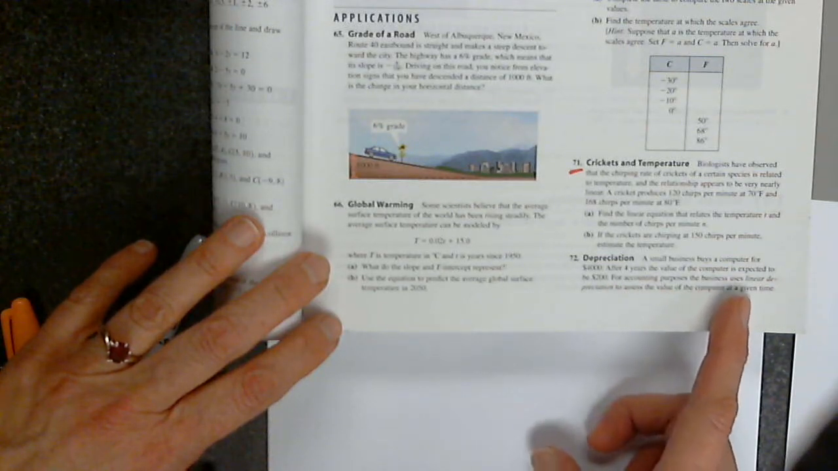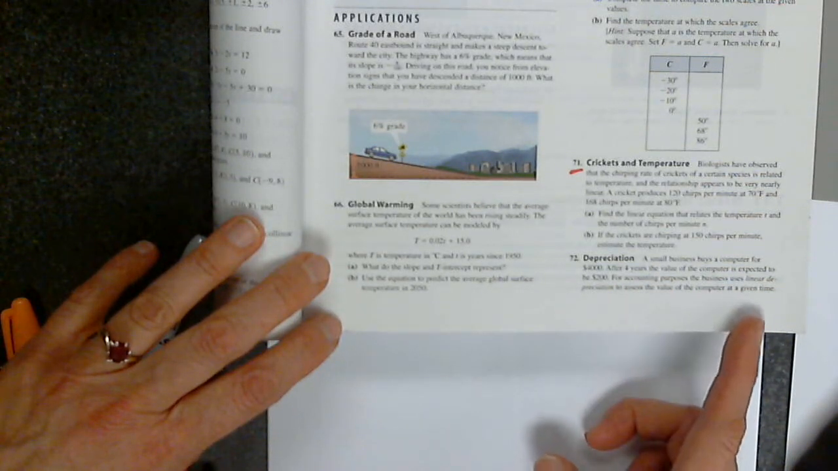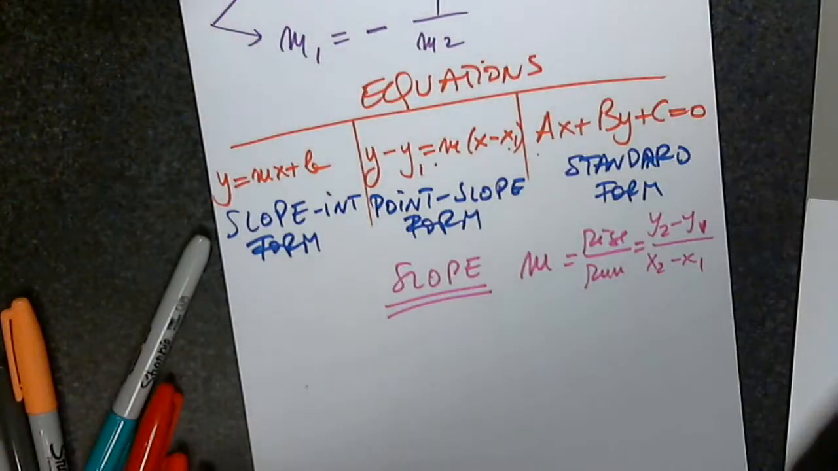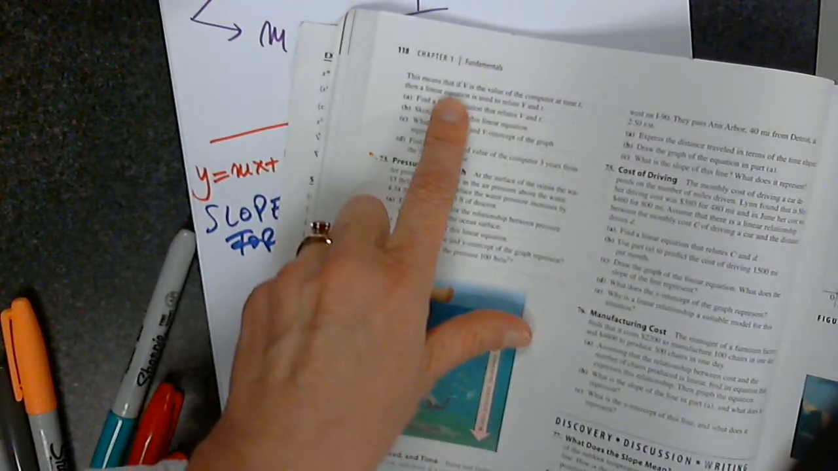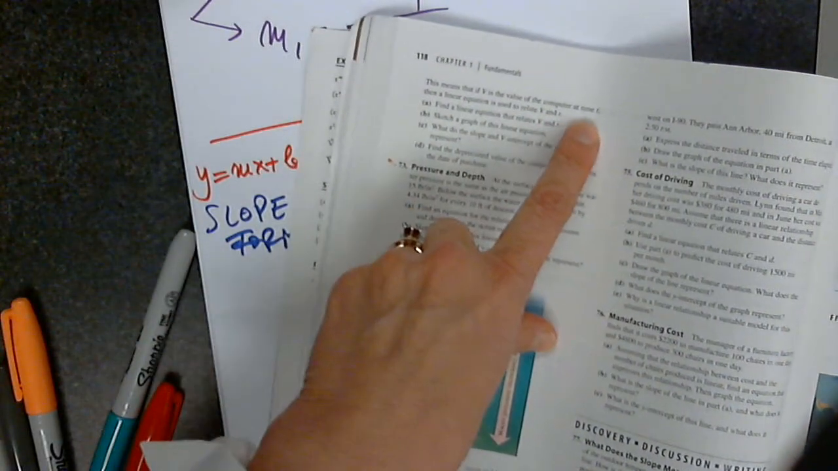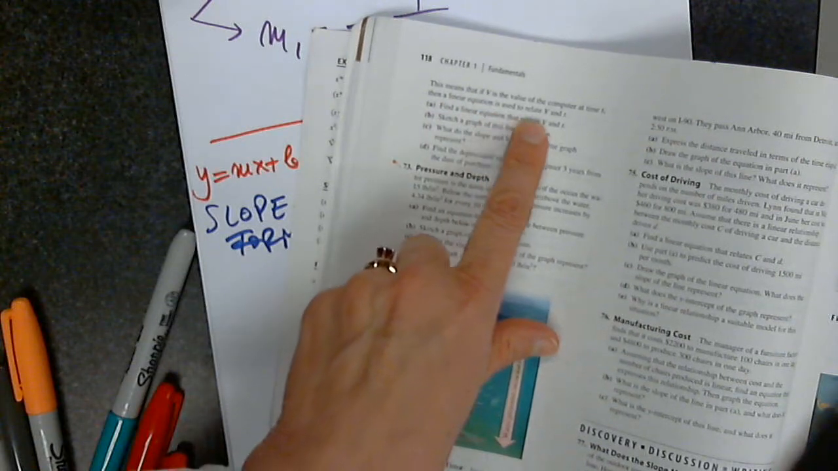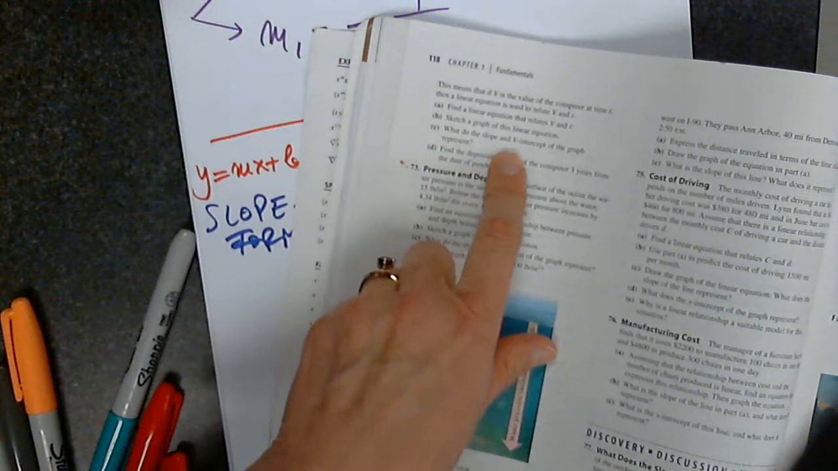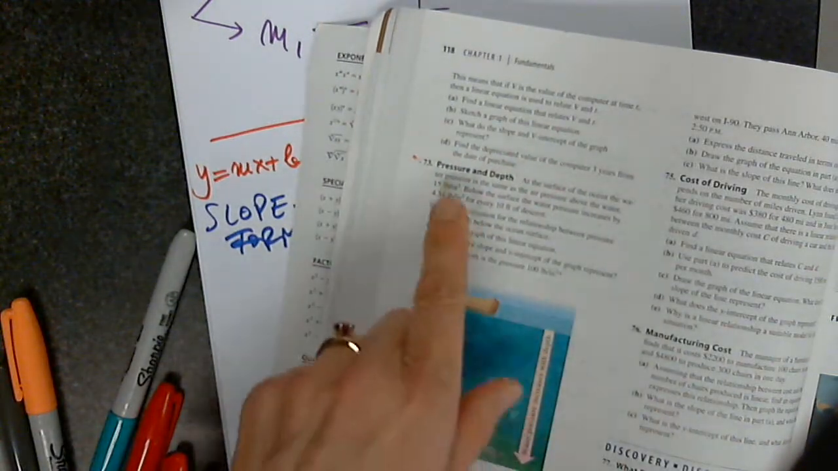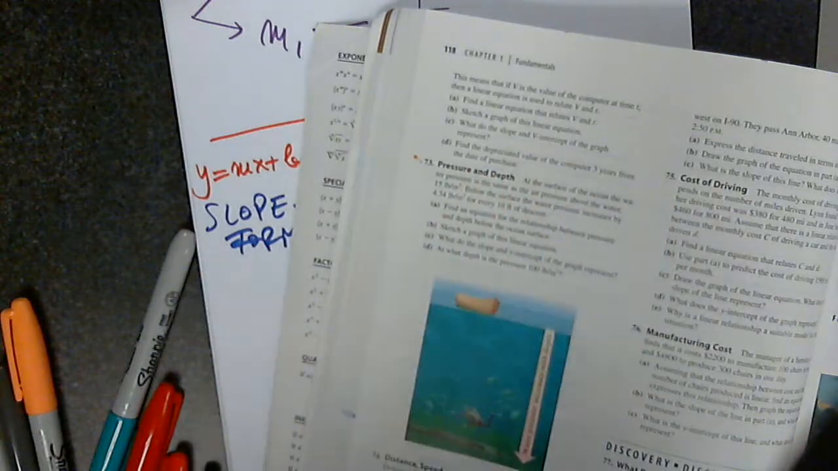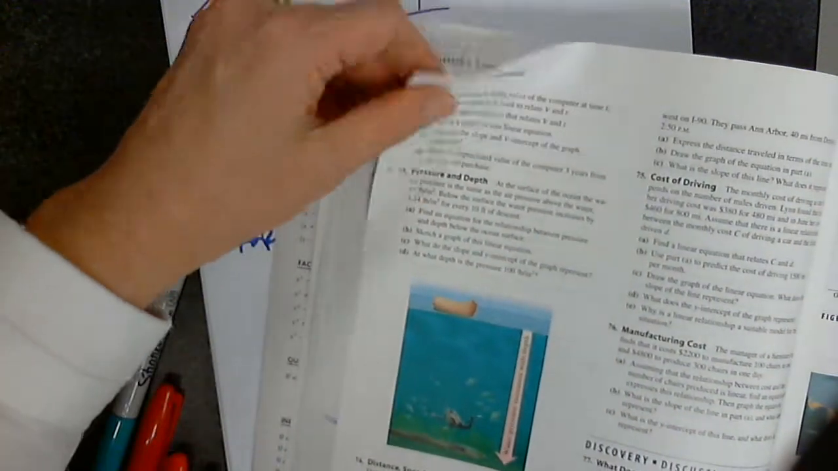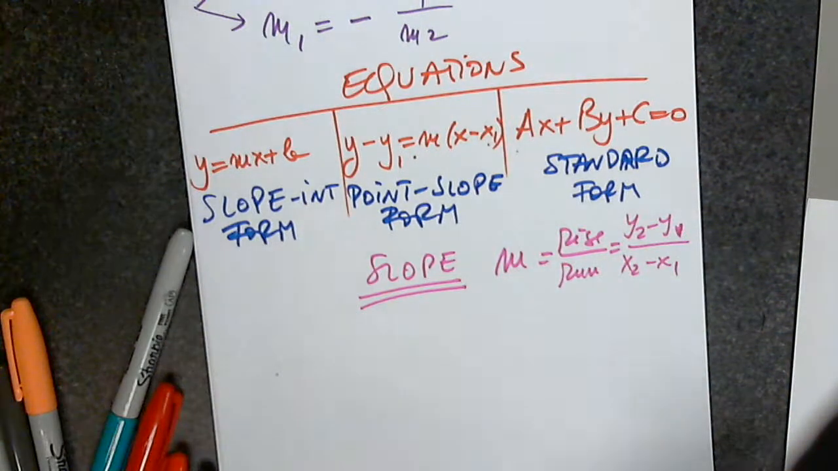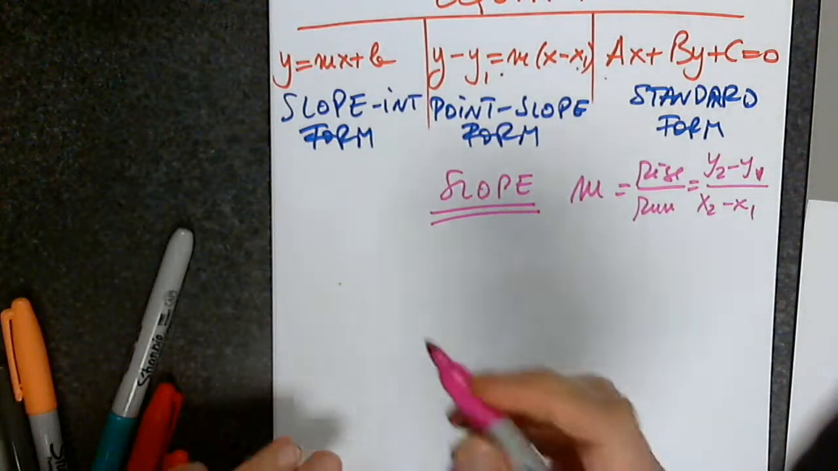For accounting purposes, the business uses linear depreciation to assess the value of the computer at a given time. This means that if v is the value of the computer at time t, then a linear equation is used to relate v and t. Find the linear equation, sketch the graph, what do the slope and the y-intercept represent, and find the depreciated value of the computer 3 years from the date of purchase. Okay, so let's start from the beginning again. It says a small business buys a computer, so this is 72 on page 117.